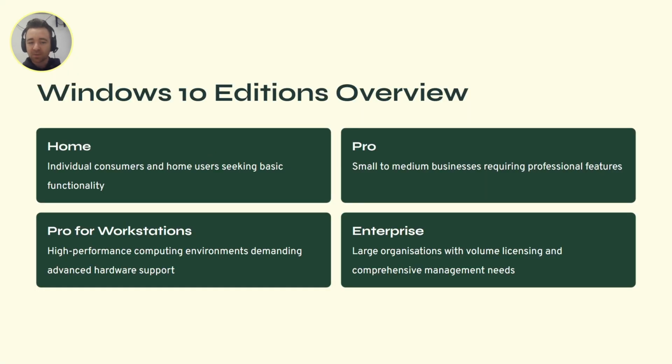Windows 10. The first one we need to know about is Windows 10, the overview of the editions. So we've got 4 main editions. We have Home, we have Pro, we have Pro for Workstations, and we have Enterprise.